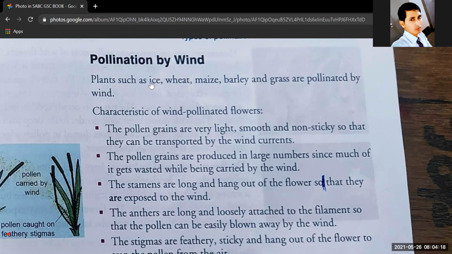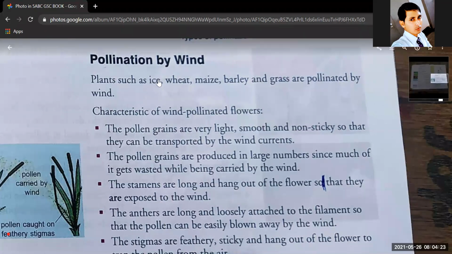So sometimes in the book misprinting happens. That's why it is written ice. Everyone, all of you, correct it. Just add R only. It will become rice. So it will be read as plants such as rice, wheat, maize, barley, and grass are pollinated by wind. So these kinds of grains, rice, wheat, maize, barley, and grass are pollinated by wind.